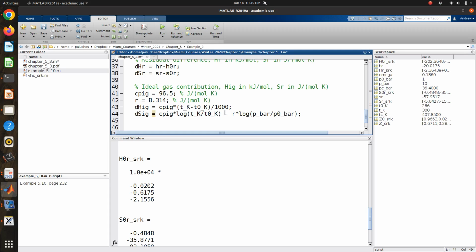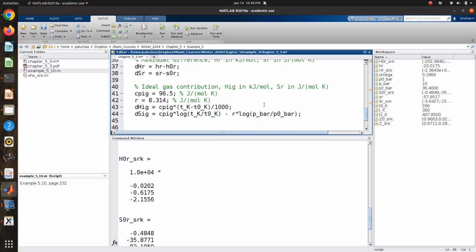As a note, in problem 2, when we had to calculate the ideal gas contribution to the entropy change of our system, we just had this first term, but that was because in the last problem we had an isobaric process. So for an isobaric process, this is just 0. When P bar and P naught bar are the same, this would just reduce to 0. Okay, all right, so that's dS ideal gas.